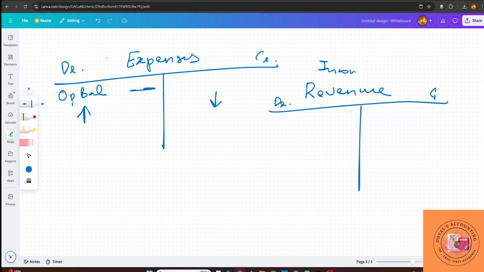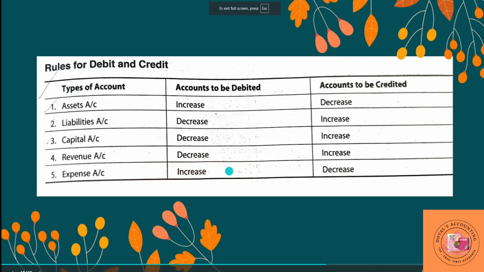Okay, income slash revenue, it will have its opening balance on the credit side. So any increase in income will be put on the credit side, whereas any decrease in the income will be put on debit. That is the rule over here. When we do an example, you will understand it more thoroughly.